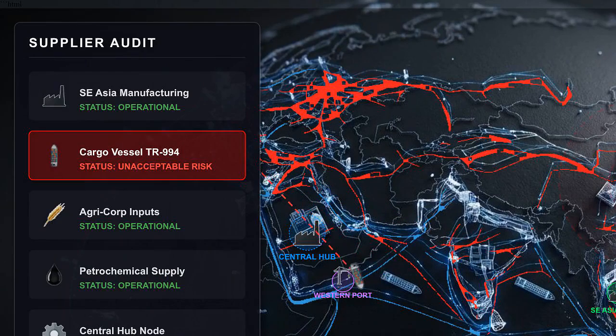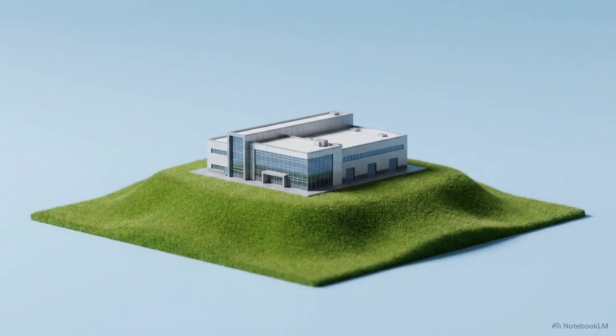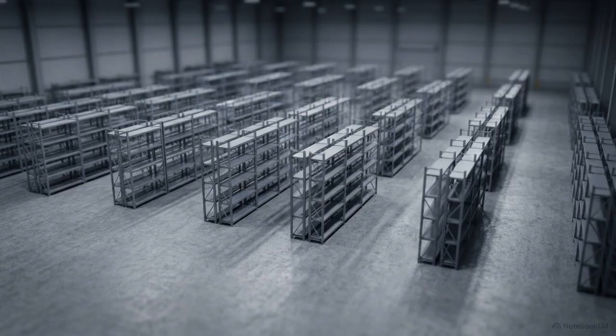Keep in mind, a supplier is compromised if their physical shipping route passes through a red zone, even if their headquarters or factory is located in a completely safe neutral country. Geographical location and transit routes are absolute liabilities. Any reliance on these red zones represents an unacceptable existential risk to your business.